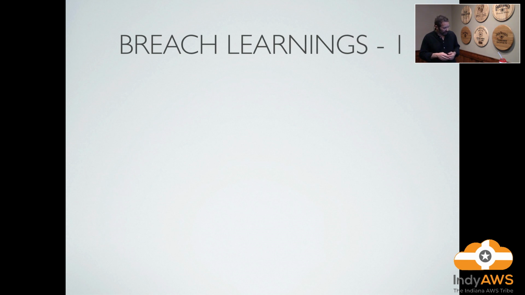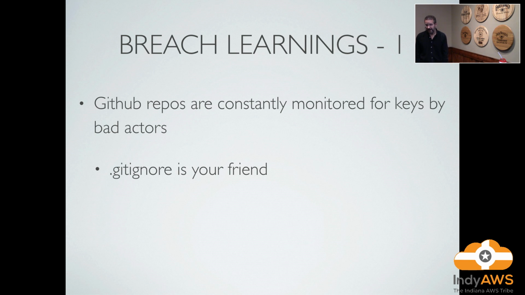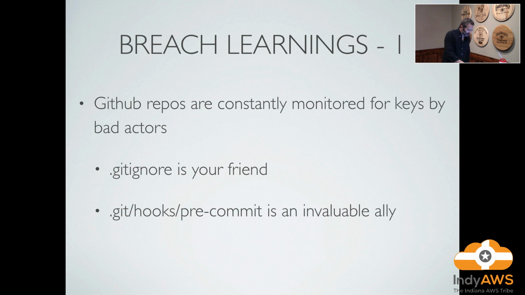All right, so what did we learn out of this? Well, the first thing we learned is that GitHub repos are constantly monitored for security keys by bad actors. And GitHub tells you this, and they try and make you aware of this, but until it happens to you, you don't really believe it. The second thing is gitignore is your friend. If you're not using a gitignore file to prevent secure stuff from going into your repo, you're making a mistake. And the next thing is if you don't have a pre-commit hook doing the appropriate things to your source code before it goes in, you're also making a mistake, because once things go into a repo, it's hard to get out, because you can always go back through the history.